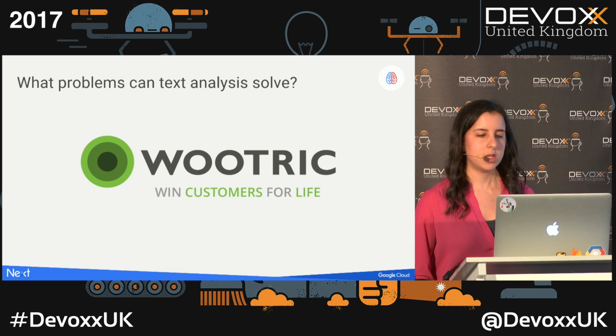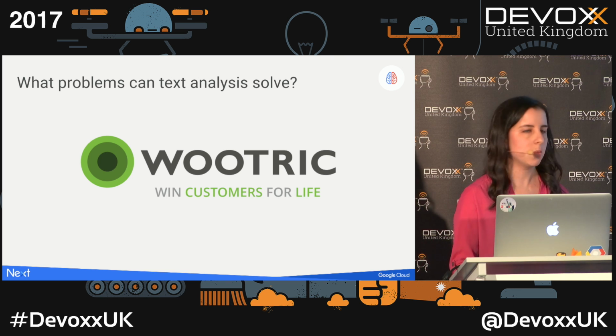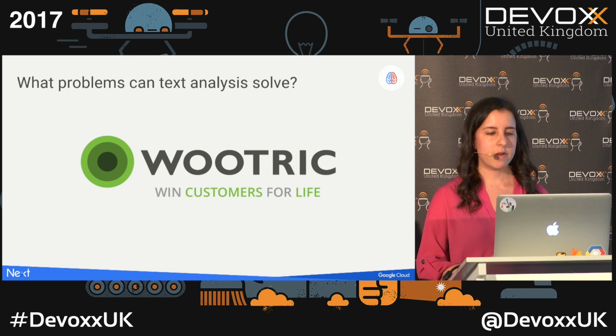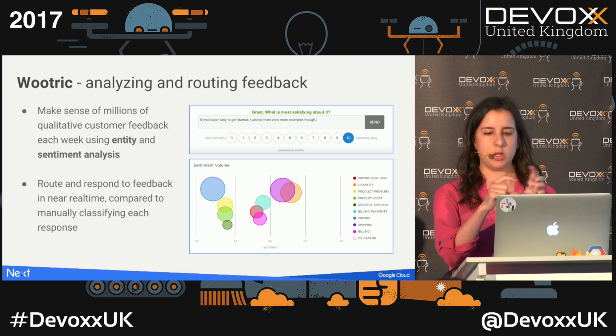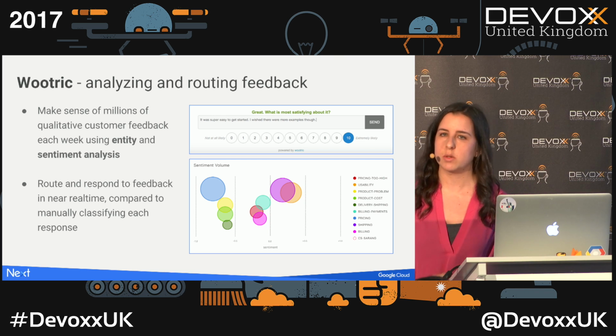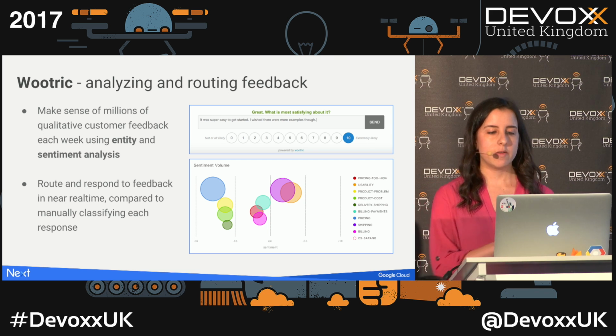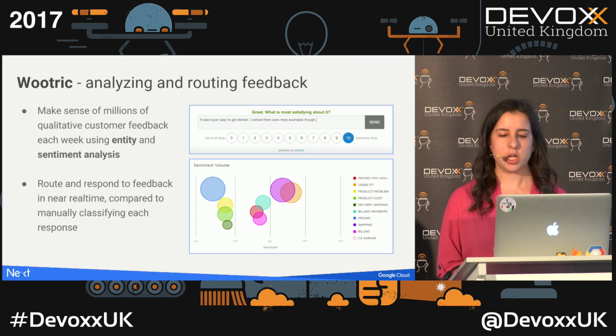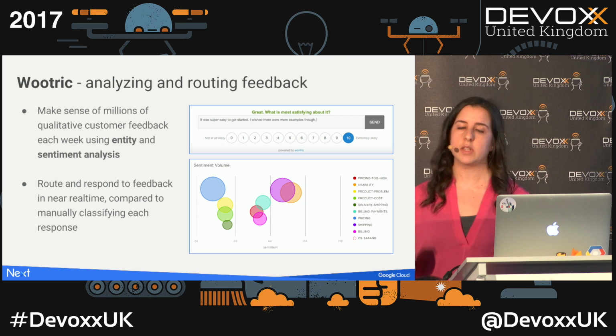And one customer that's using Google's natural language API is called Wootric. And what they are is they're a customer feedback platform. So if you've ever been on a page where you see a little survey in the bottom that says, how is your experience with this application? And you give it a rating on a scale from 0 to 10. This is what their application helps our customers do, and they help them make sense of this feedback.